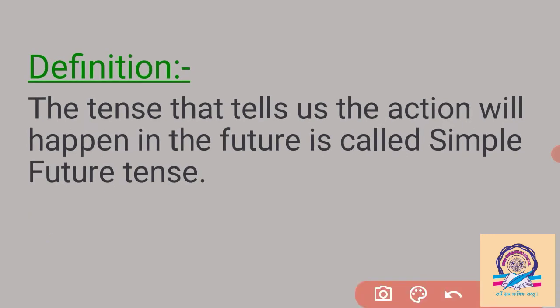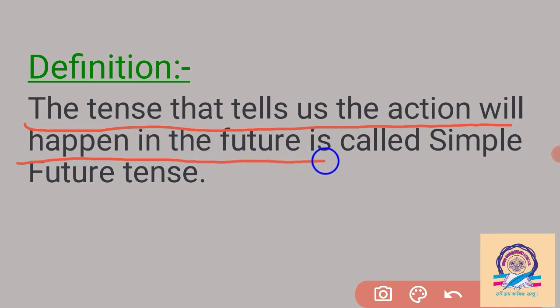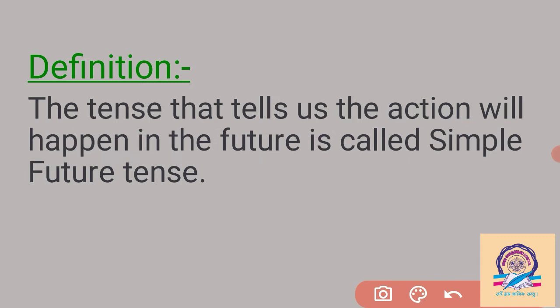Definition: the tense that tells us the action will happen in the future is called simple future tense. It means the work we do will happen at a later time, in the future. During the time of speaking, the work is not complete. The work will happen in the future. The work remains to be completed after the time of speaking.